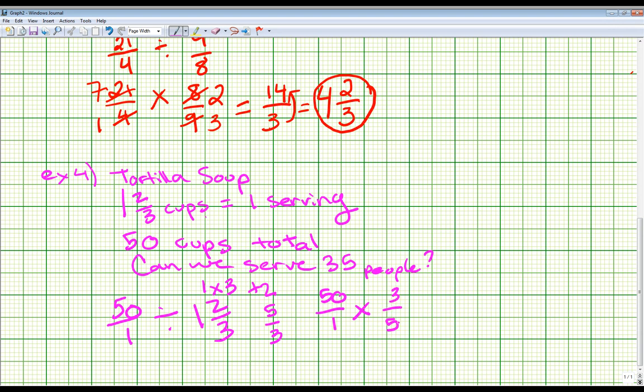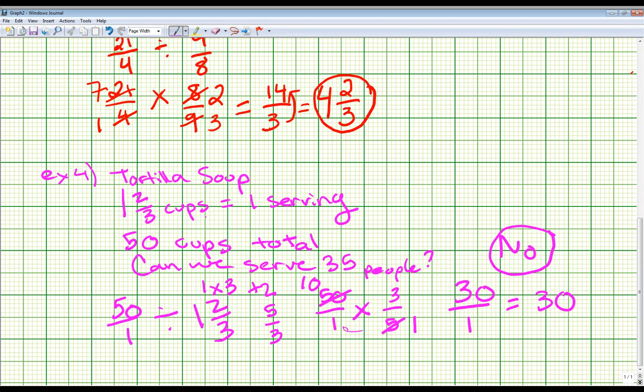So at this point, I can now simplify. 5 can go into 5 1 time. 5 can go into 50 10 times. So now I'll do 10 times 3, which equals 30. 1 times 1, which equals 1. So I have 30 servings that I can serve people. So is 30 going to be able to serve 35 people? We would say no, we cannot serve 35 people. We can only serve 30 people.